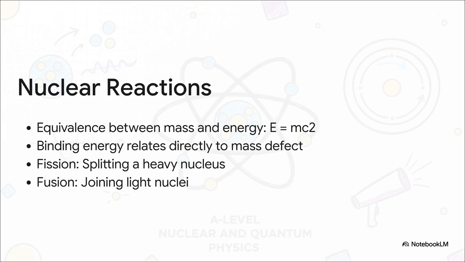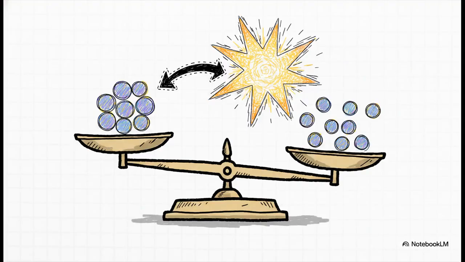For the exam, you need to know how this principle drives both nuclear fusion, which is joining light nuclei together, and nuclear fission, splitting a heavy nucleus apart. In both of these reactions, a ton of energy is released. And that release? It's entirely dependent on the variation of binding energy per nucleon. So here's the crucial takeaway.